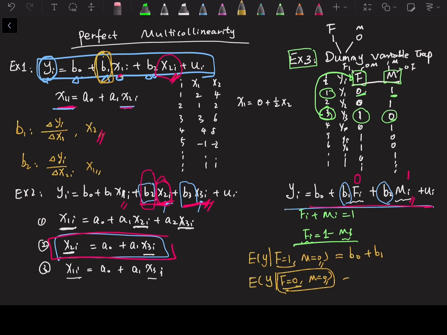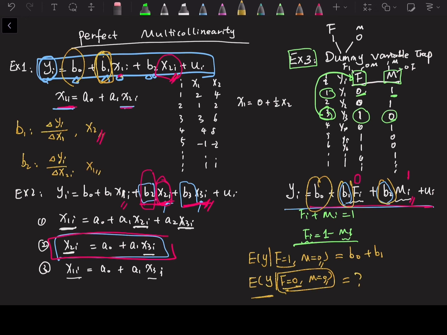So that means there are no observations, right? No observation available in this category. And then you can't find any value for this expected value of y. So that means you cannot get b0, b1, b2 estimated. So that's the consequence: if perfect multicollinearity occurs, you cannot get all the coefficients of regressors estimated. You might get b0 estimated, but definitely not b1 or b2, if perfect multicollinearity happens.